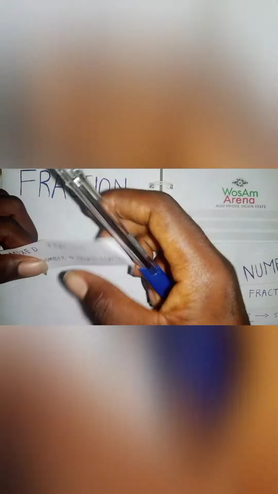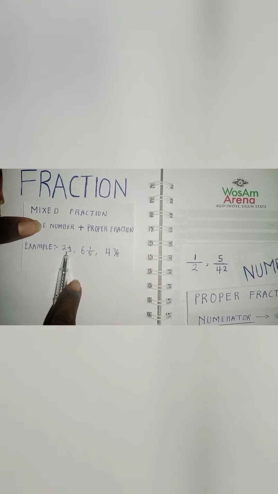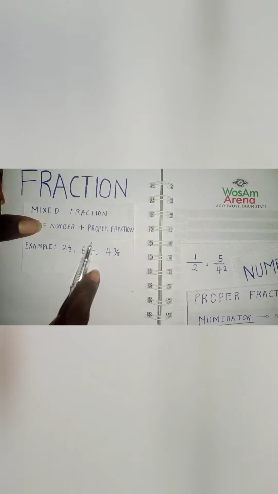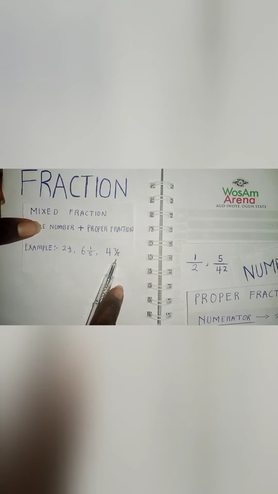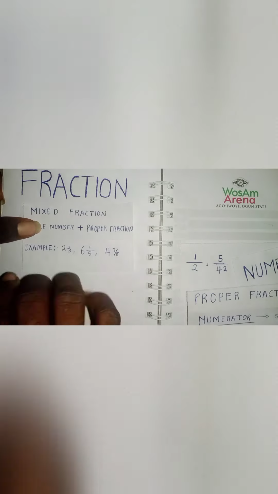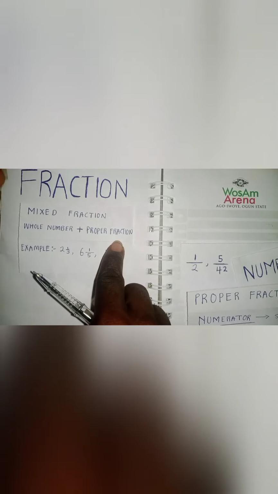We've got samples here. Can you see? 2 is a whole number here, right? And 1 over 3 is a fraction. To be specific, it is a proper fraction. So it is called 2 whole number 1 over 3. This is called 6 whole number 1 over 5. This is called 4 whole number 7 over 8. It is as simple as that. So this is the third type of fraction, the mixed fraction.